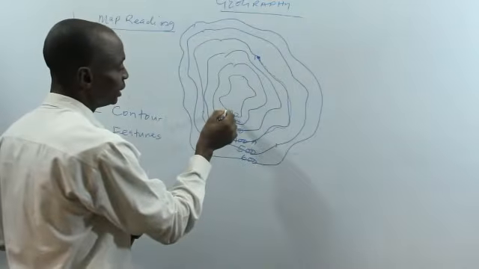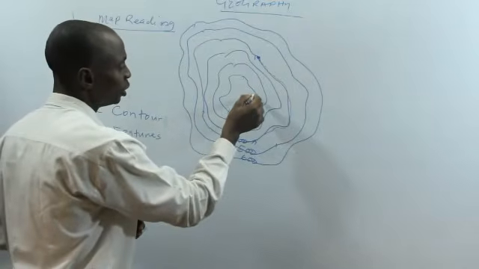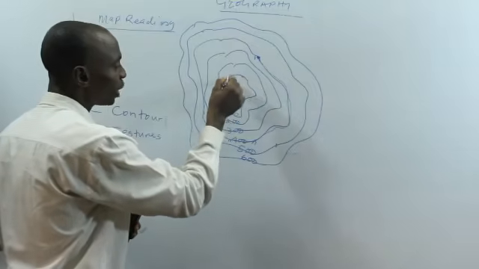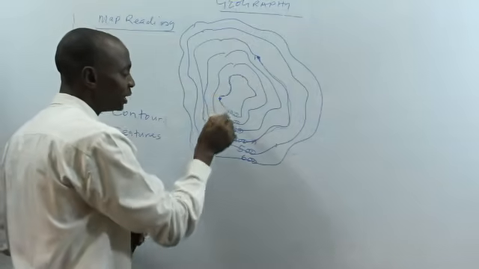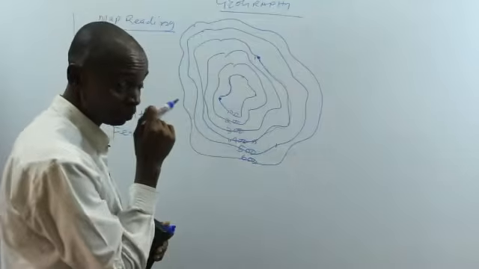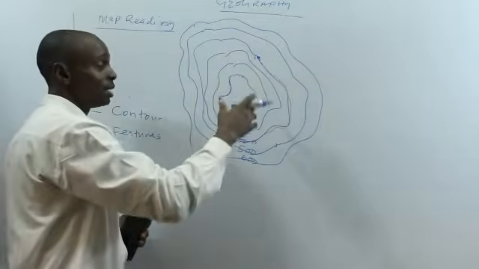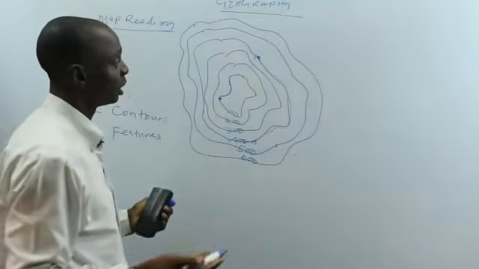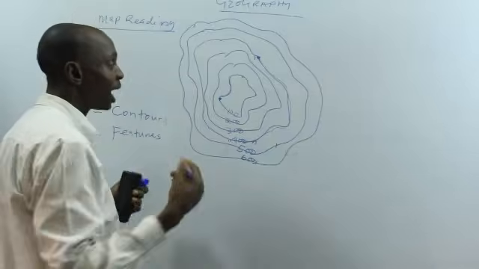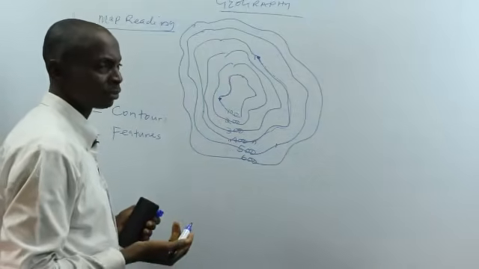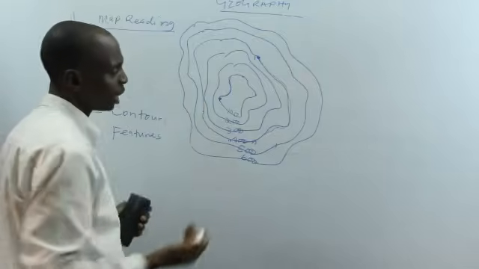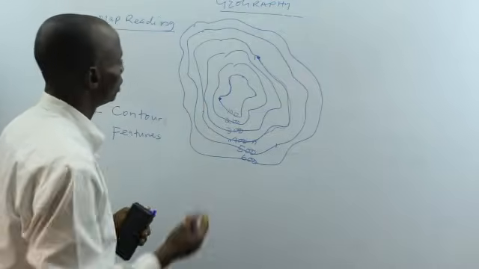You look at this point, this one is 100 meters. So if you trace the contour anywhere it touches, it shows that that point is 100 meters above the sea level. So contour lines can be given to us, and we may be asked to find out what are the features that this contour line has produced.